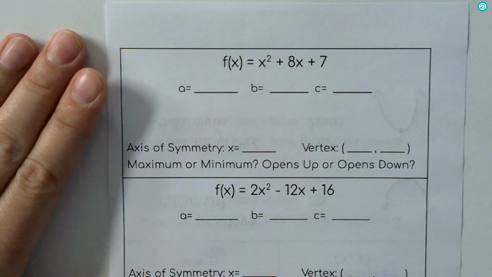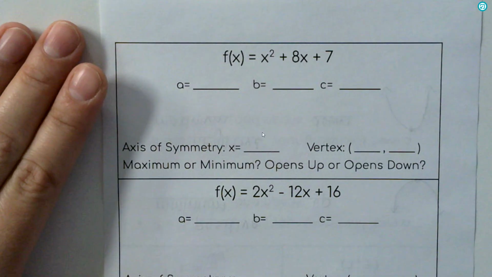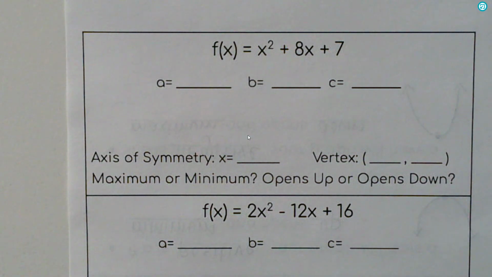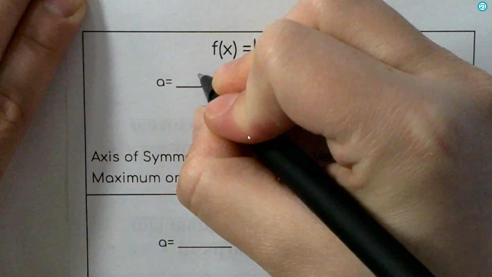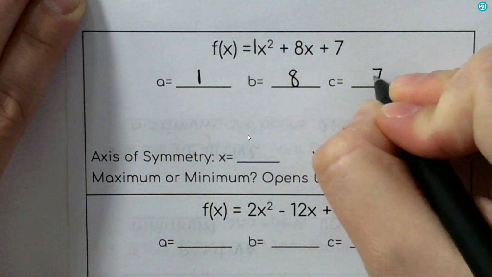We have f of x equals x squared plus 8x plus 7. The first thing I have on all of these for you guys is a, b, c, so we can always fill that out. In this one, our a value is 1. So a equals 1, b equals 8, c equals 7.